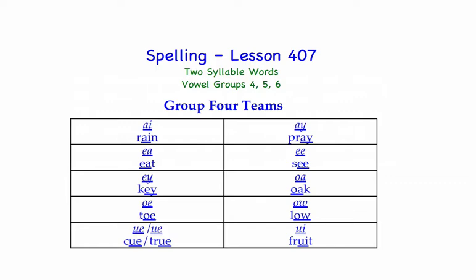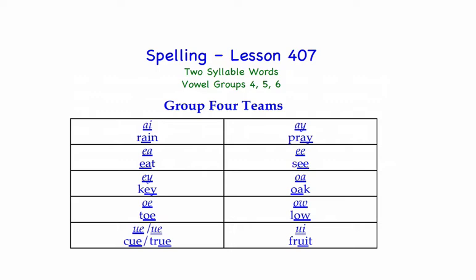This is lesson 407. It is a spelling dictation lesson. I'm going to dictate two-syllable words that will contain vowel group 4, 5, and 6 teams. Let's start by reviewing those groups.